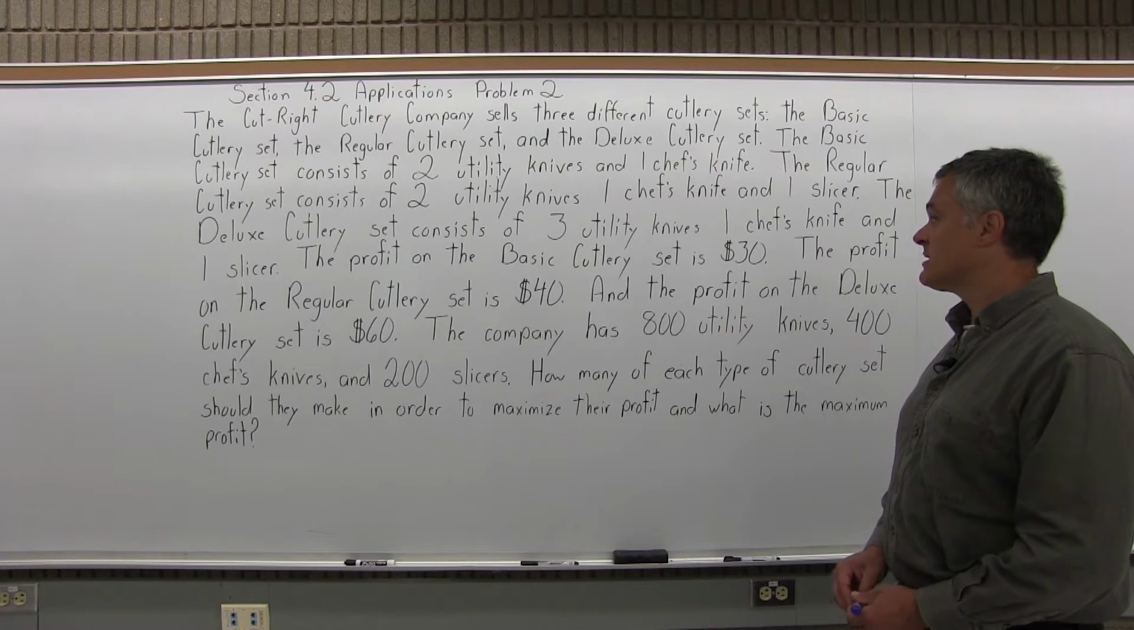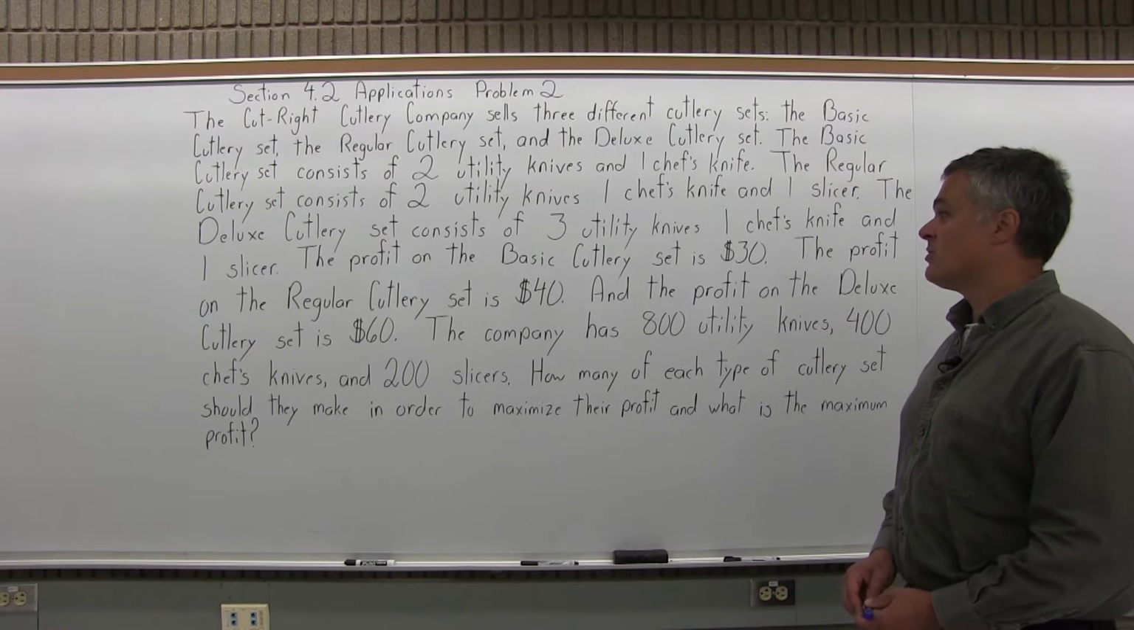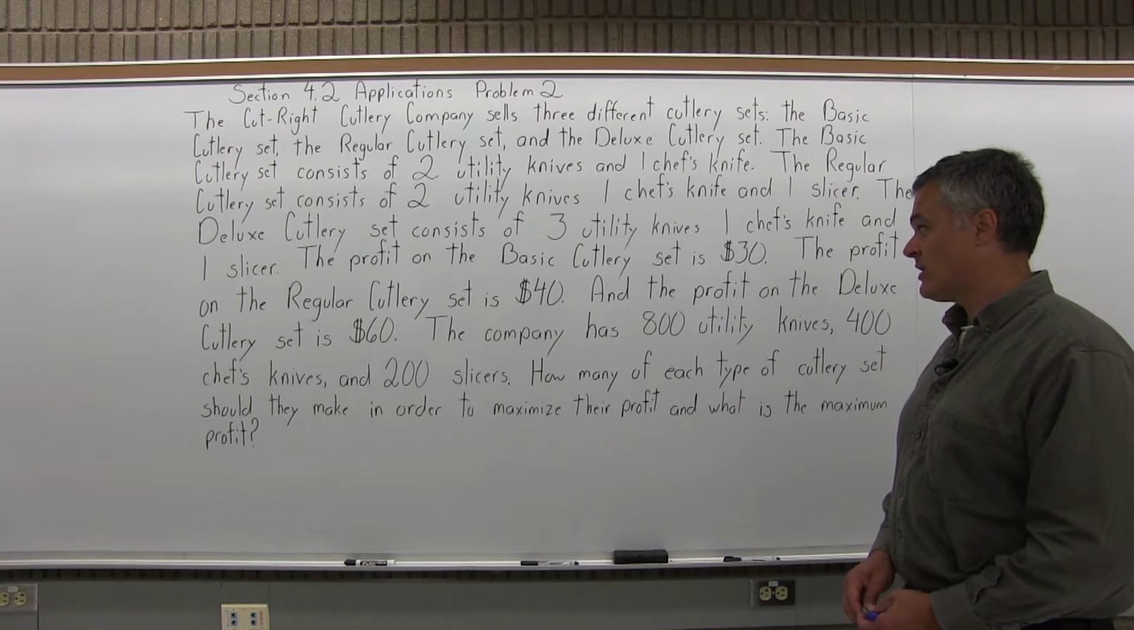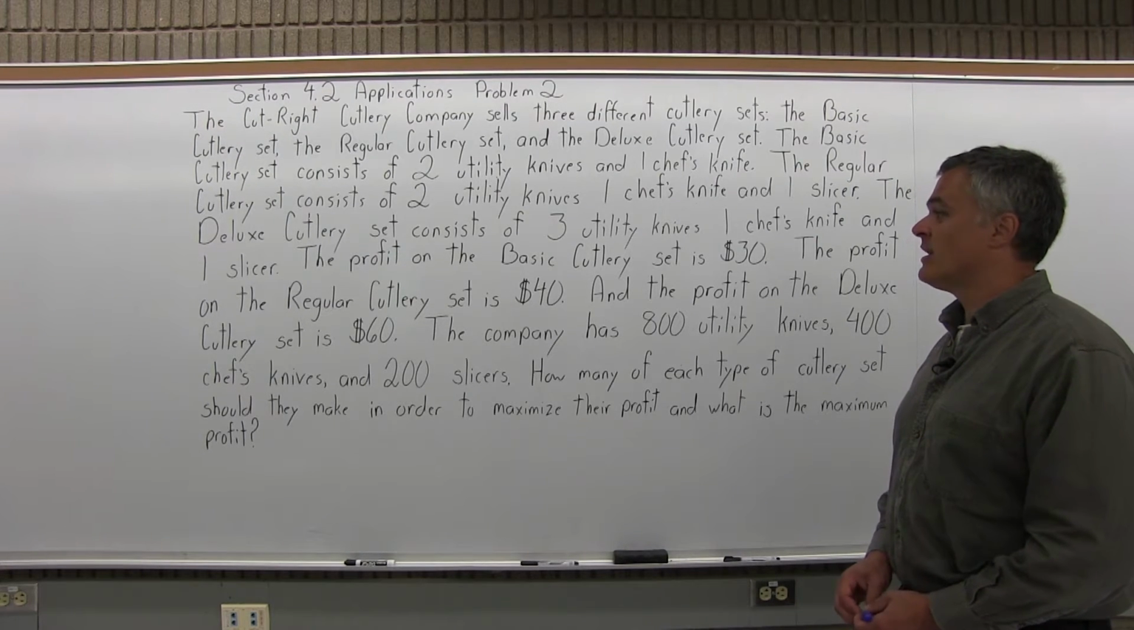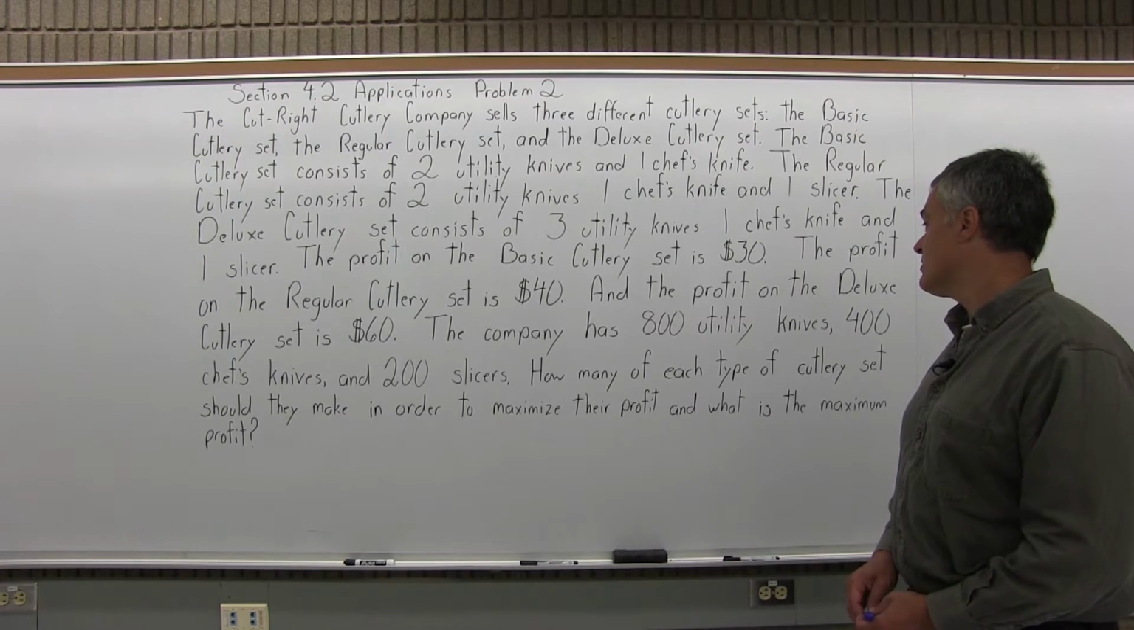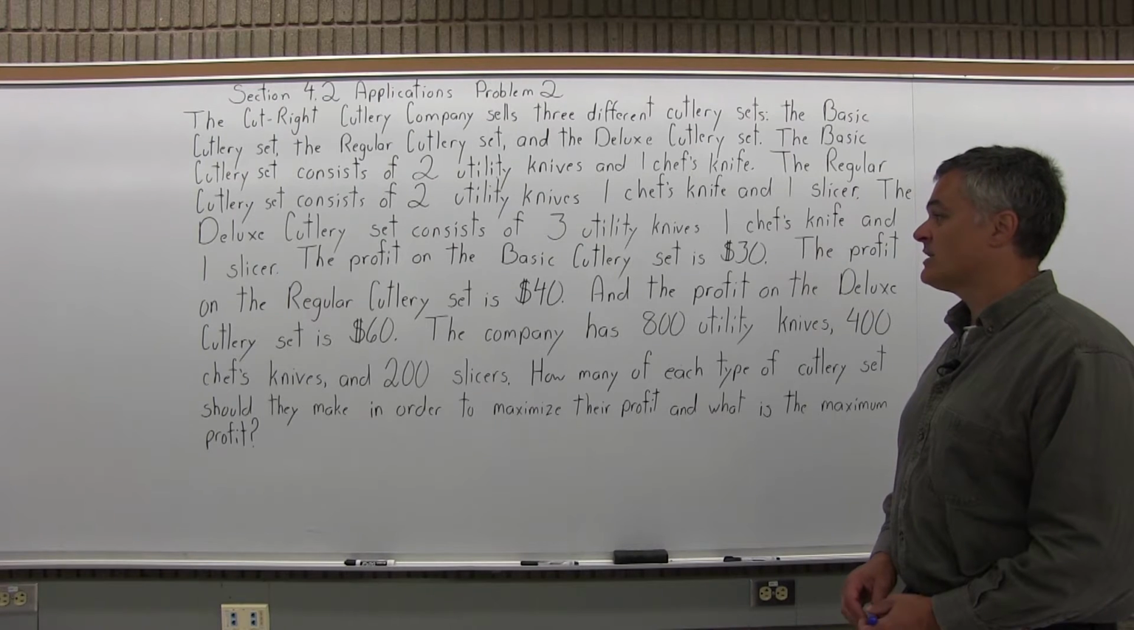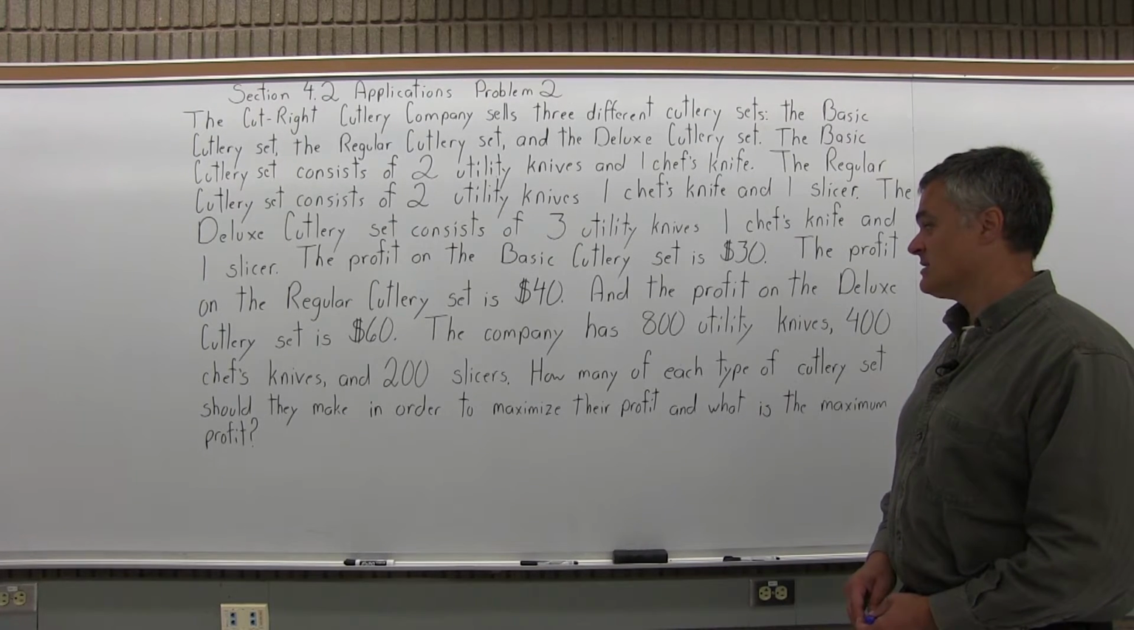The profit on the basic cutlery set is $30. The profit on the regular cutlery set is $40. And the profit on the deluxe cutlery set is $60. The company has 800 utility knives, 400 chef's knives, and 200 slicers.